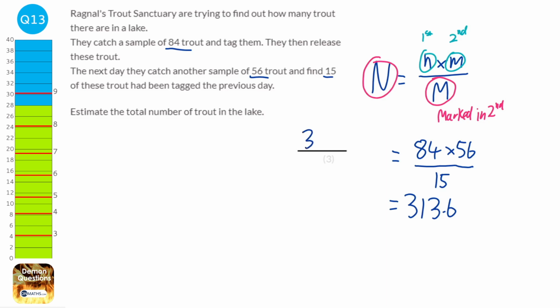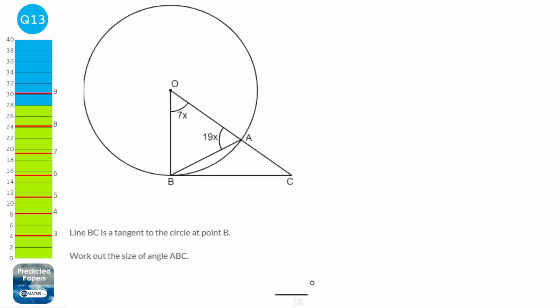The first thing to notice is we actually have two radii here. So we've got this radius here and this radius here, and all radii are always equal in length. So we have an isosceles triangle here.